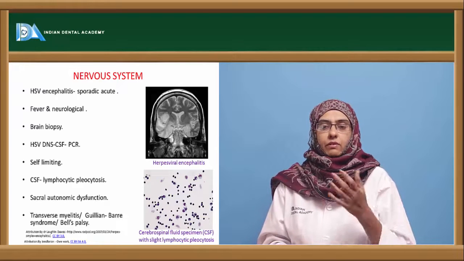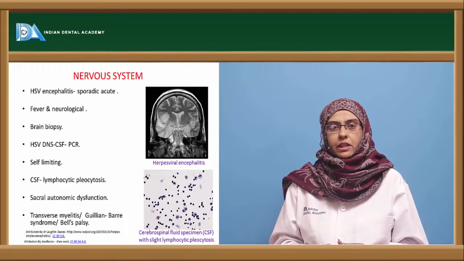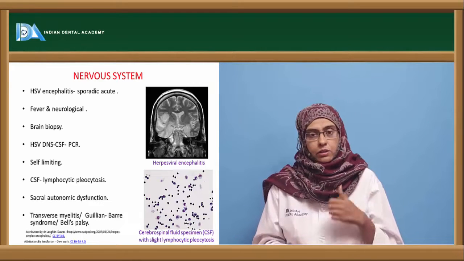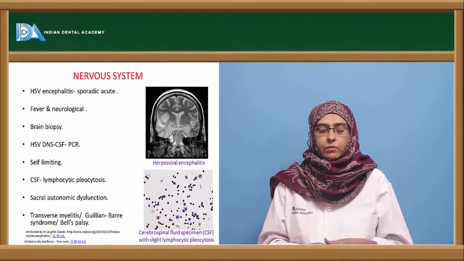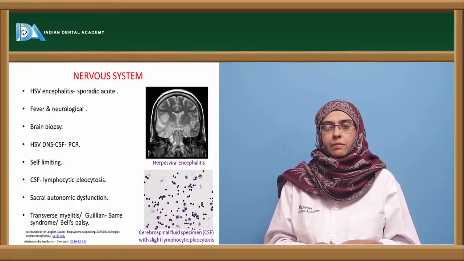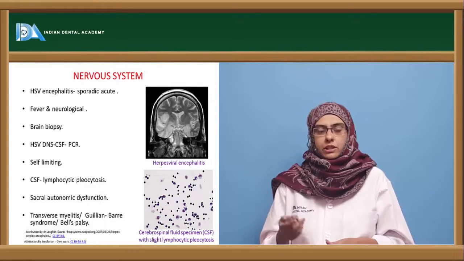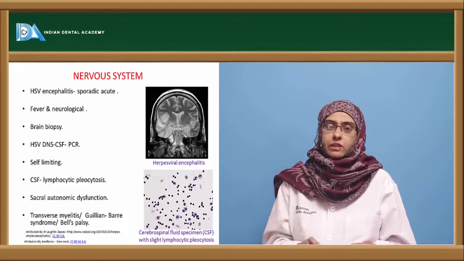Apart from this, the other complications associated with this organism involving the nervous system are that it can cause sacral autonomic dysfunction or transverse myelitis, and it is also seen in the causation of Guillain-Barré syndrome. Apart from that, the organism is also demonstrated in Bell's palsy syndrome. So this is the nervous system and the diseases that are caused by the organism in the nervous system.